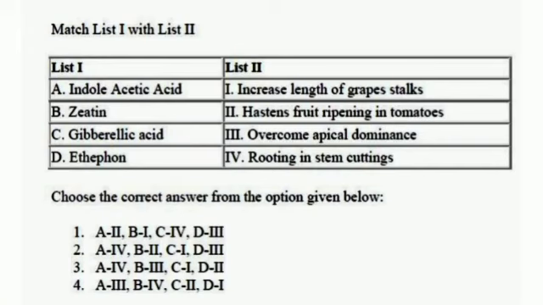The next one is match the following. List 1 consists of indole acetic acid, zeatin, gibberellic acid, ethephon, and list 2: increase the length of grape stalks, hasten fruit ripening in tomatoes, overcome apical dominance, rooting in stem cuttings. The right one is option 3. That is, indole acetic acid: rooting in stem cuttings; zeatin: overcome apical dominance; gibberellic acid: increase the length of grape stalks; and ethephon: hasten fruit ripening in tomatoes.